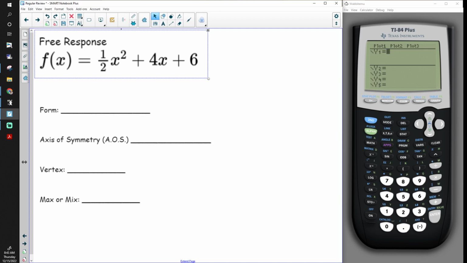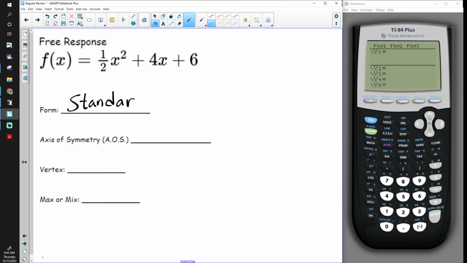Alright, so here we go. When you look at this, which form is it in? If you look at those little notes we took earlier. Standard. One easy way to tell standard is there's no parentheses. It must be standard form. Also, this is our ABC we're used to seeing a lot. So you're going to write standard. That's standard form. And now it's time to find that axis of symmetry and the vertex.